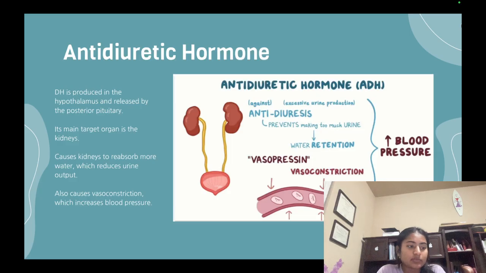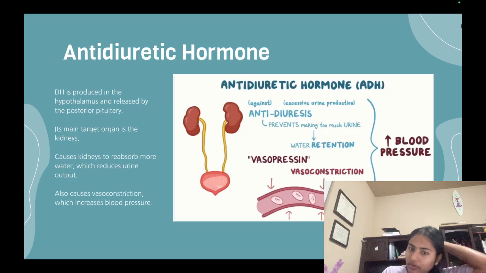Also, when ADH levels are low, the collecting ducts stay less permeable to water, which means that more water stays in the urine and the body produces a larger volume of more dilute urine. ADH also has an effect on blood vessels. In high amounts, ADH causes vasoconstriction, which increases blood pressure, and this is why ADH is also known as vasopressin. It increases pressure in the blood vessels.